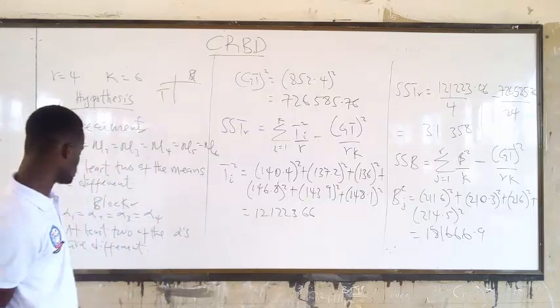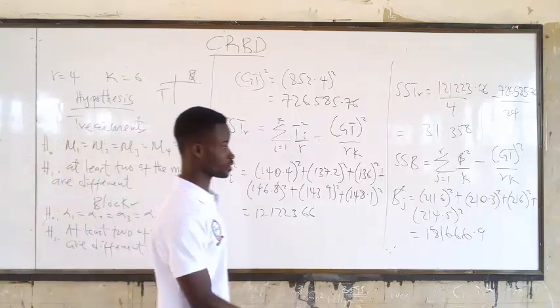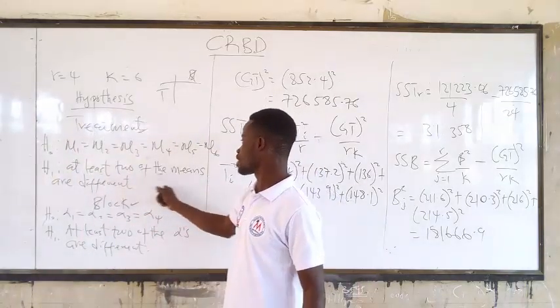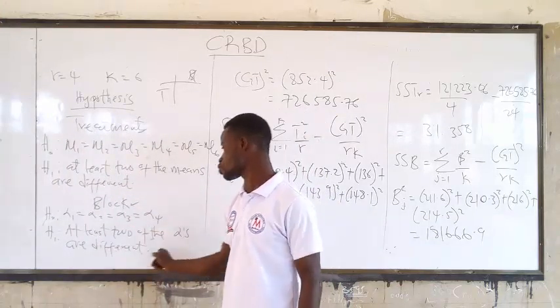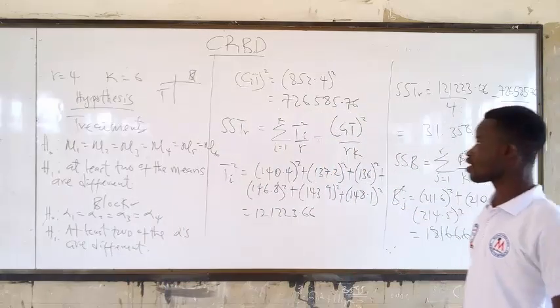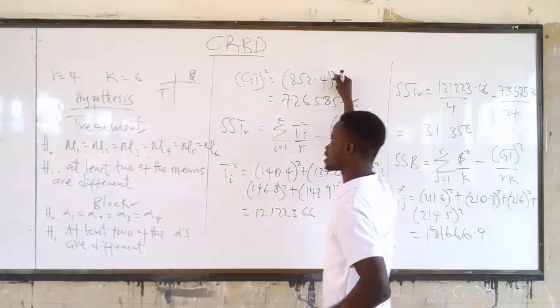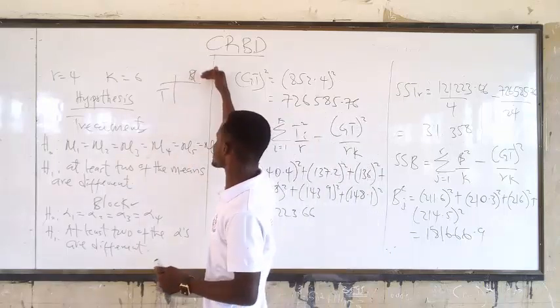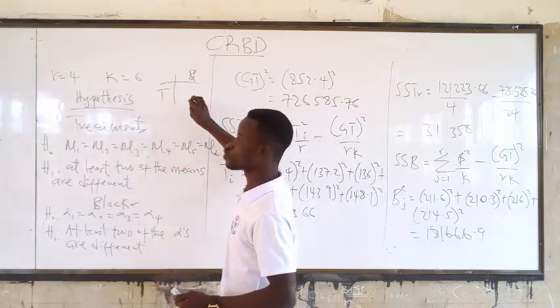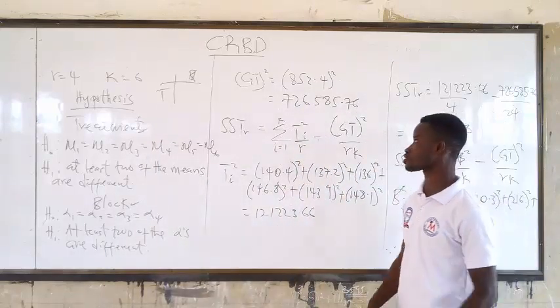Don't end with 6. Alright, so the alternate hypothesis is going to be the same. At least 2 of the means are different. At least 2 of the means are what? So here, at least 2 of the means are different. So here will be at least 2 of the alphas are what? Different. Alright, so go to the grand total. The grand total is the summation of this side, that side. So what you get, you square it. That becomes the grand total square.